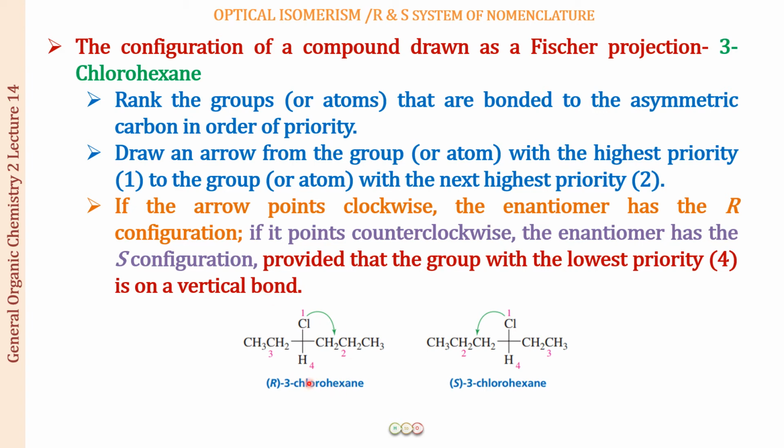If it is on the vertical bond, then you just see the direction of the arrow from 1 to 2. If you see that this direction is clockwise, this compound will have the R configuration, and its mirror image enantiomer is going to have the S configuration. Okay, so of two enantiomers, one is going to have the R configuration, the other is going to have the S configuration. One is in the clockwise direction, the other is always going to be in the anticlockwise direction for the arrangement of the groups, right? So this is when it is on the vertical bond. But supposedly now the 4th priority group is not on the vertical bond, but on the horizontal bond.